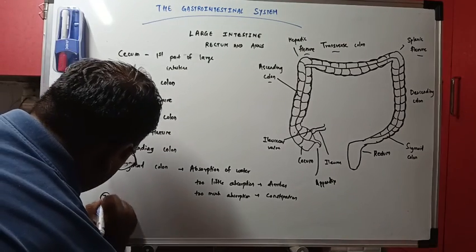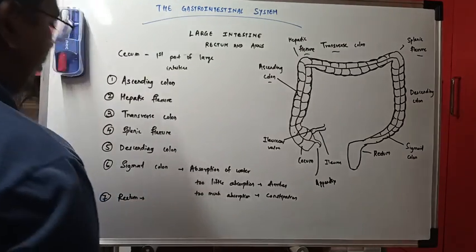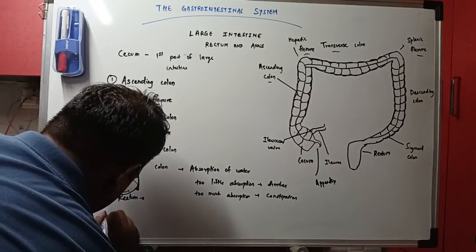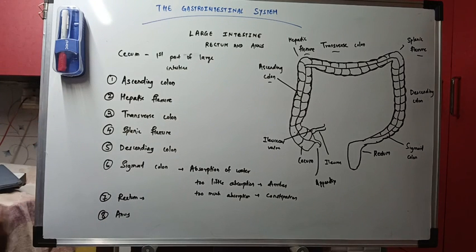So there is the rectum. The rectum is helpful in the storage of waste material, as we have discussed, and the anus has the internal and external sphincter, as we have discussed. So this is regarding the large intestine, rectum, and anus today. We have covered almost all the parts of the gastrointestinal system.